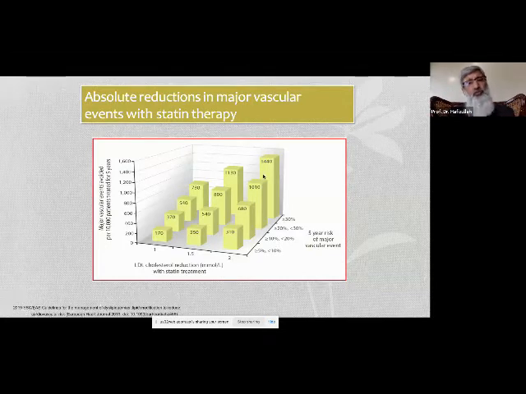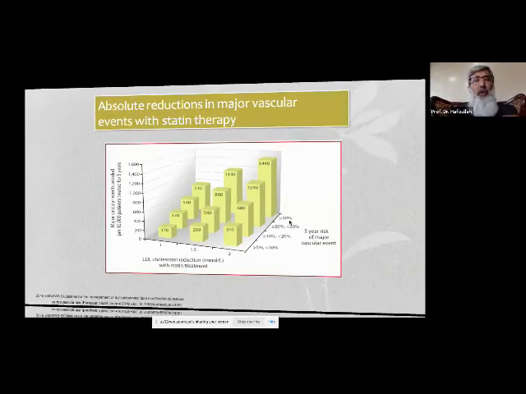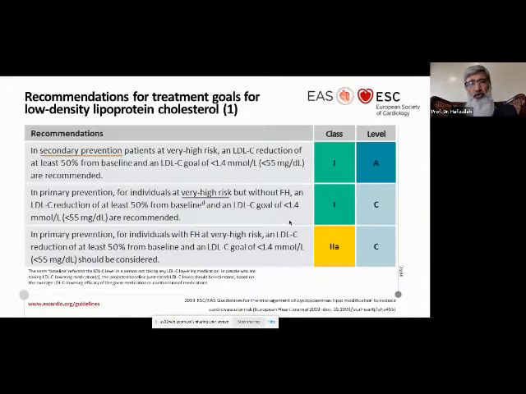If you reduce cholesterol a bit more by 2 millimoles, that's about 80 milligrams, you get more dividends. And if you do that in people who have higher risk, you get even more dividends. So I think this explains very nicely when we start treatment and where we aim to arrive.